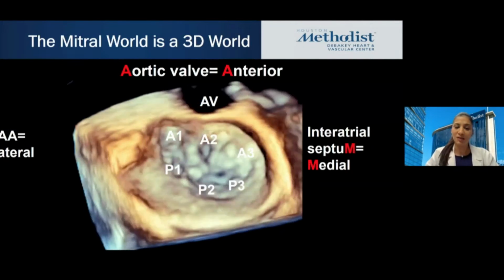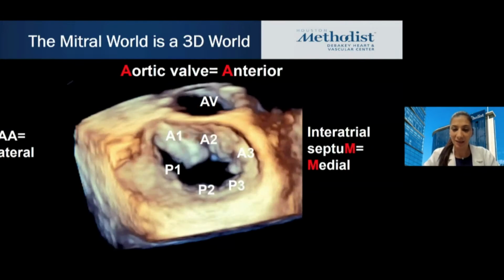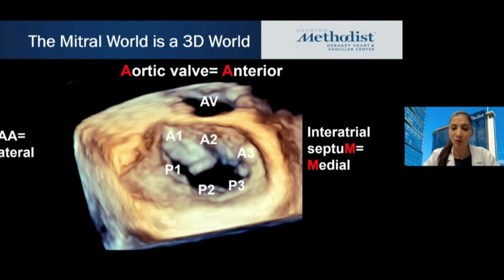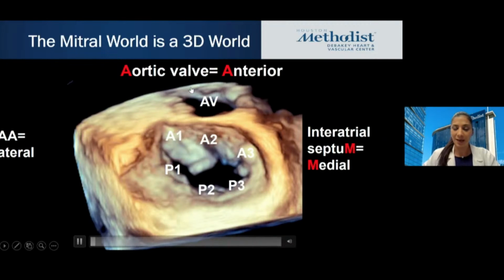Remember that the mitral world is a 3D world, and 3D TEE really helps you localize the different sites of pathology. This is the surgical view of the mitral valve. The anterior aspect is usually where you'll find your aortic valve. The left atrial appendage marks the lateral aspect, and the interatrial septum marks the medial aspect. This is your anterior leaflet, and this is your posterior leaflet.